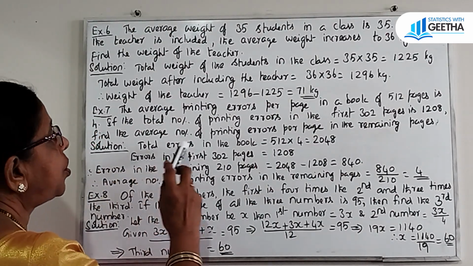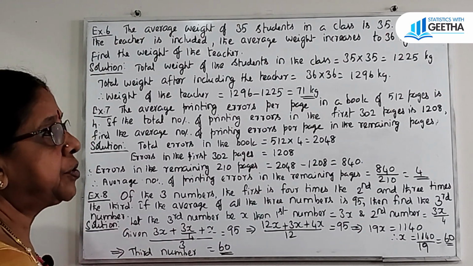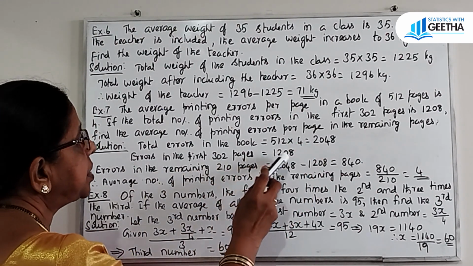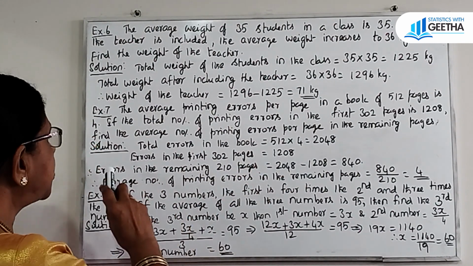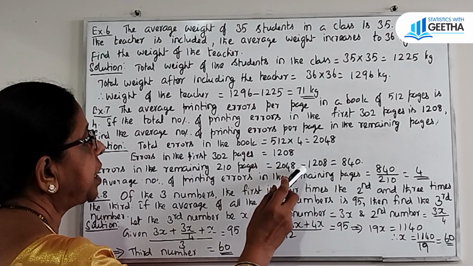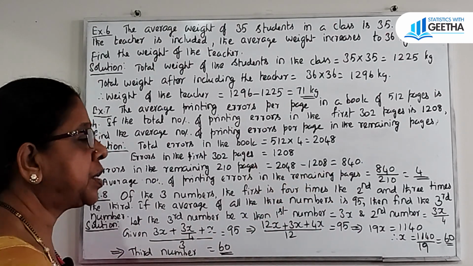So, look at the solution. Total errors in the book is 512 into 4, that is 2048. Errors in the first 302 pages: 1208. Therefore, errors in the remaining 210 pages is 2048 minus 1208, that is 840.